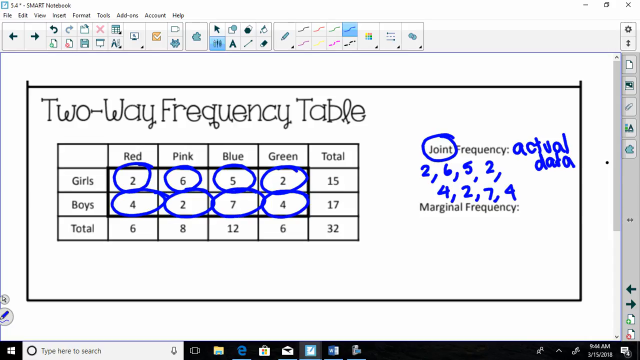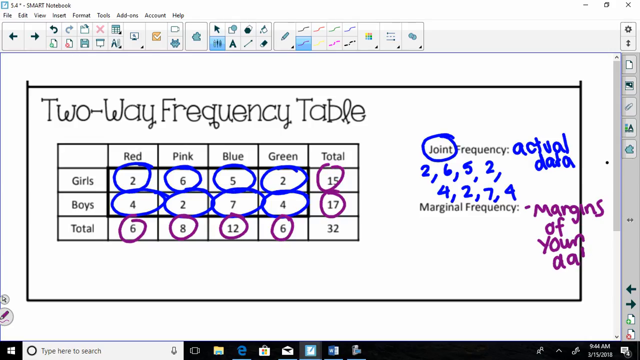And so marginal, what is margins of a paper? The borders, right? The borders except this one right here. So the borders right here, like your totals, except the overall total, is called your marginal frequency. So it's like the margins of a paper, the margins of your data. And so those numbers would be 6, 8, 12, 6, 15, and 17.